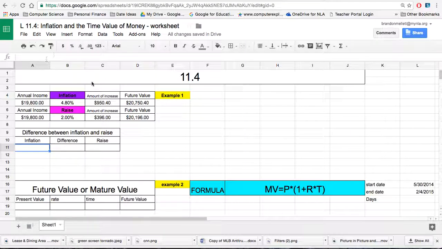So what is the difference between the two here? If we're looking at the inflation amount, we would get $20,750.40. And if we look at the amount of the raise, $20,196. The difference between the two, the raise minus the inflation, means we are making $554.40 less than we were the year before because of inflation.